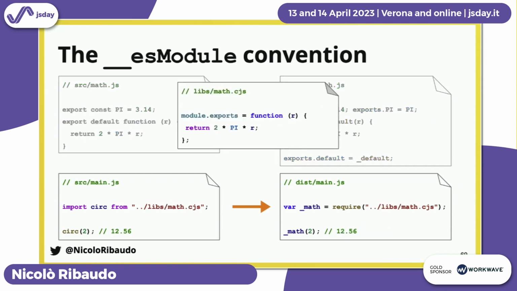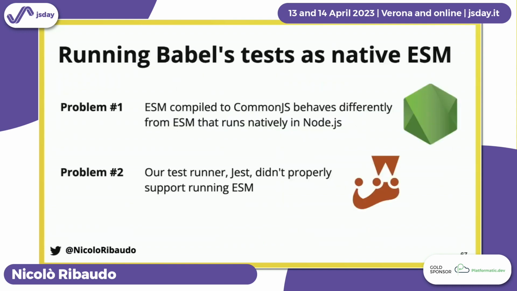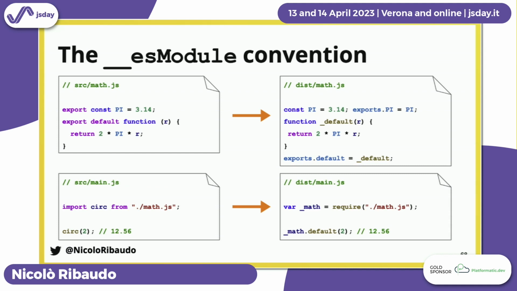However, what happens if our math library was not ESM compiled to CommonJS, but was manually written CommonJS? Usually, you would export a value by just assigning it to module.exports. When you manually write CommonJS, you don't really write exports.default equals something. So the compiled version of our bottom file shouldn't access the default property of this _math object. You should just call it. It's already our function. And this is different from how it works when we're importing an ESM library compiled to CommonJS.